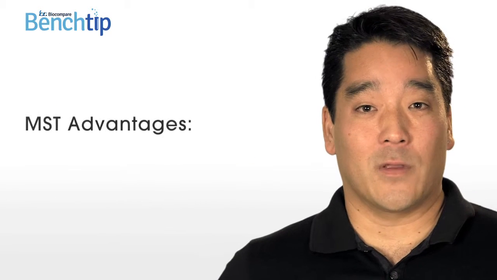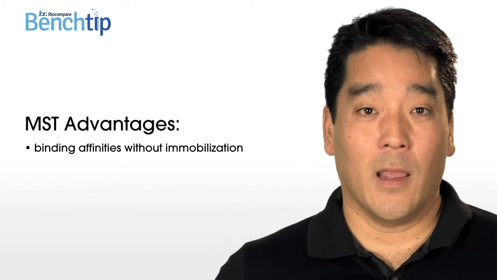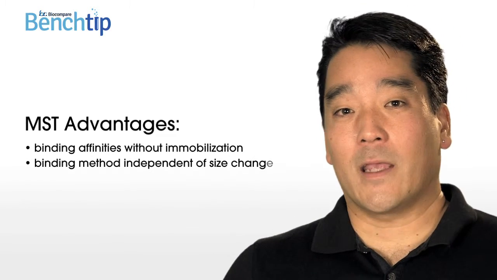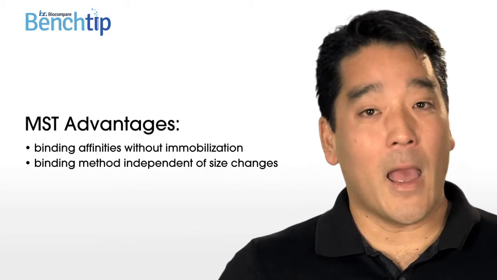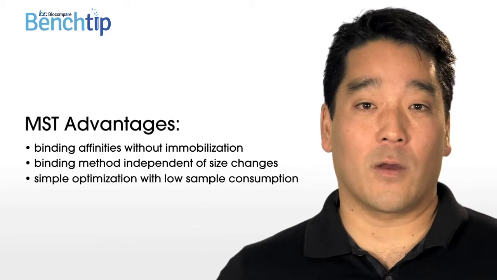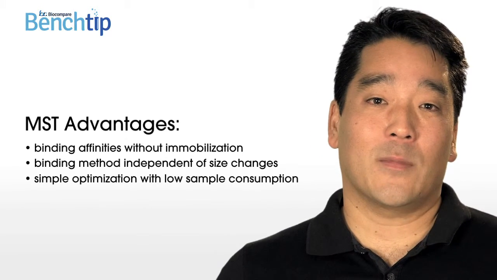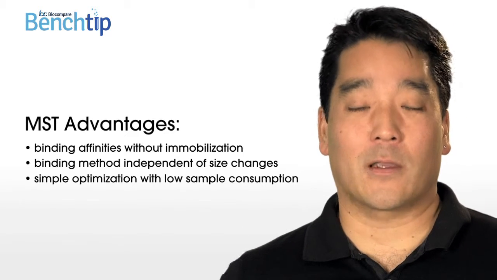A major advantage of MST is that you can measure binding affinities without any immobilization. And you can investigate binding between virtually any type of molecule using a method that doesn't rely on size changes. Assay optimization is rapid and straightforward with low sample consumption compared to other biophysical methods. This makes MST a versatile, fast, and accurate way to study and quantify biomolecular interactions.